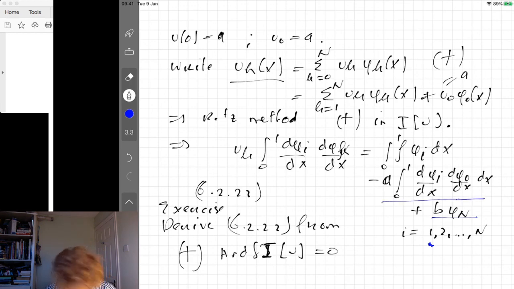Notice that in this term there will only be one term, because there's only overlap when i is 1. If this is node 0 and this is node 1, you only have these two pieces. This is the piece which belongs to phi naught. This is the piece which belongs to phi 1, and therefore the integral is only non-zero in this first element E1.